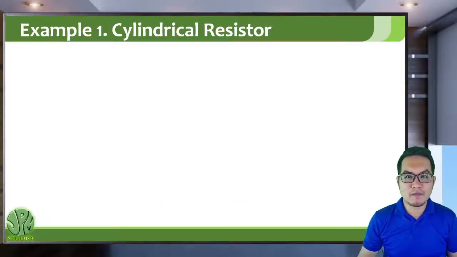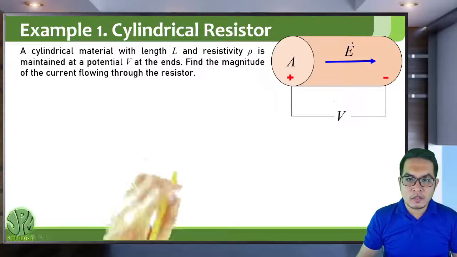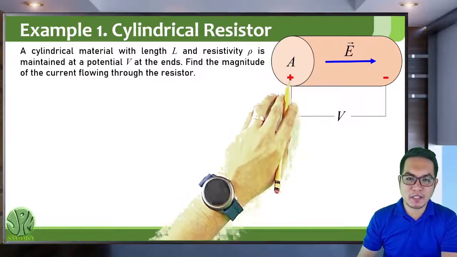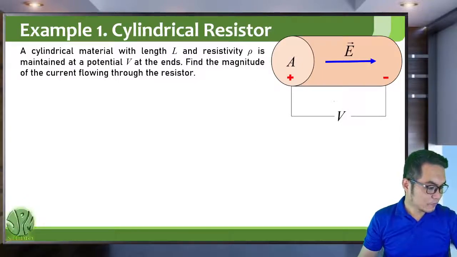So let's have an example. Suppose we have a cylindrical resistor. It has a length L and resistivity rho, and is maintained at a potential of V at both ends. One end is a positive potential, the other end is a negative potential. You are asked to find the magnitude of the current flowing through this cylindrical resistor.